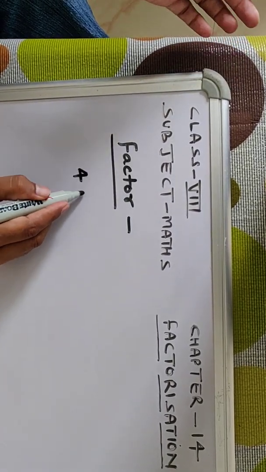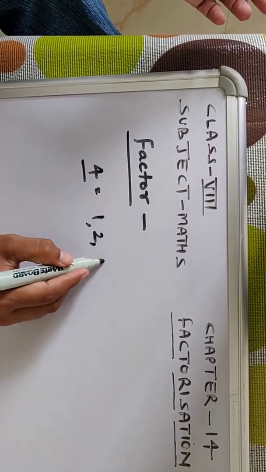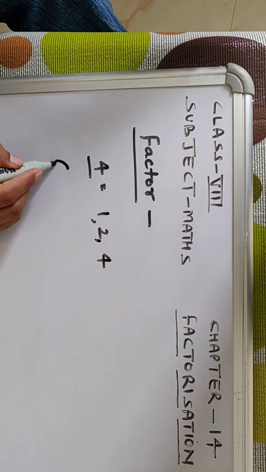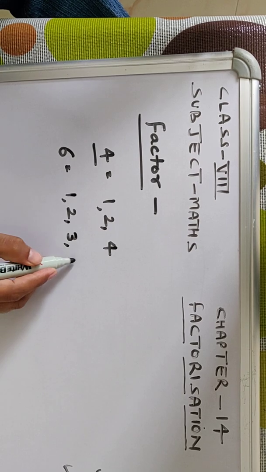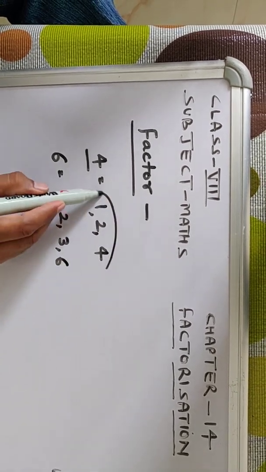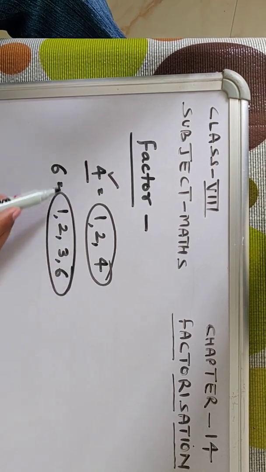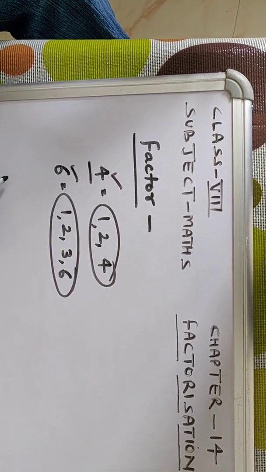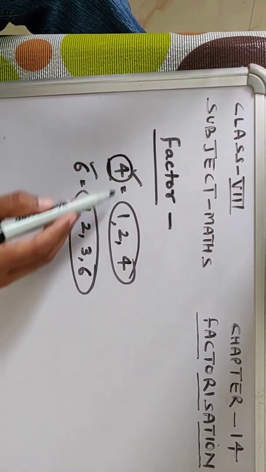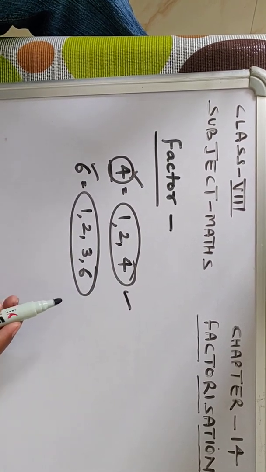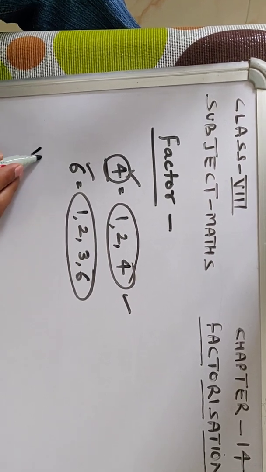Suppose the number 4. This number 4 can be divided by 1, by 2 and by 4. Number 6 can be divided by 1, 2, 3 and 6. So 1, 2 and 4 are the factors of 4. 1, 2, 3 and 6 are the factors of 6. These numbers can divide the given number, so they are called the factors of the number.